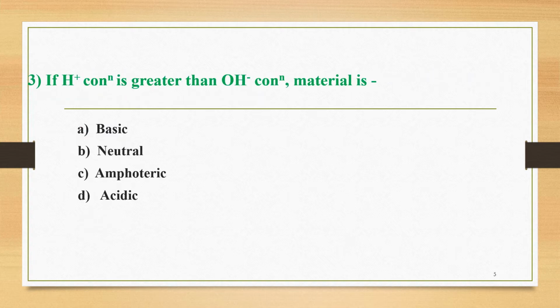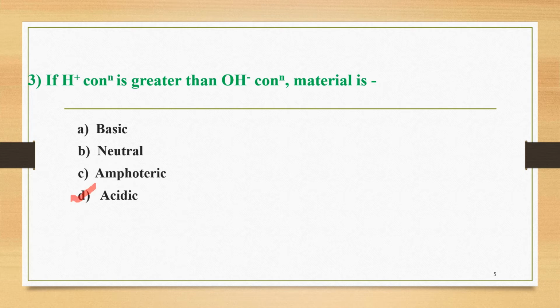The next question, question number 3, is here. If H plus ion concentration is greater than OH minus ion concentration, the material is, and the four options are: A is basic, B is neutral, C is amphoteric, and D is acidic. We know very well that if the H plus ion concentration is higher than the OH minus ion concentration in a particular material, then that material is rich in H plus ions, and that's why it behaves as an acid in nature, and that's why the correct answer of question number 3 is option D, that is, the material is acidic in nature.